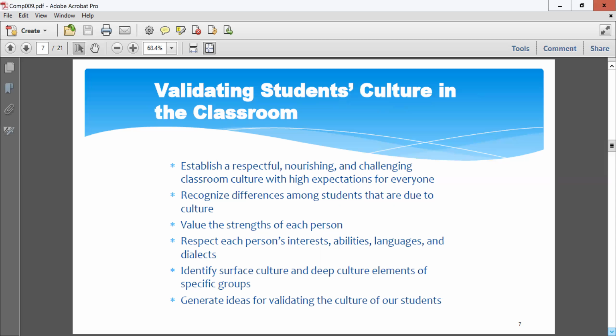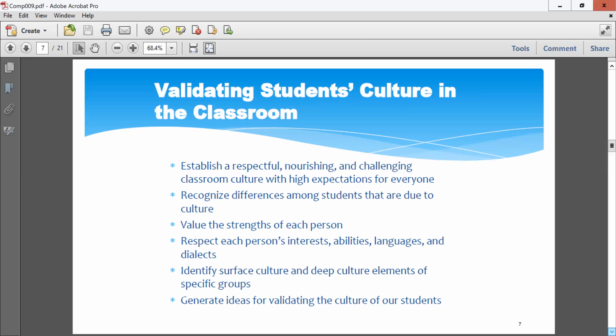Recognizing differences among students that are due to culture. Sometimes there's things that happen in the classroom that are directly related to culture, and just recognizing that and helping students work through that. Valuing the strengths of each person, respecting their interests, abilities, languages, and dialects. And these are a lot of things that we already do with our students, but highly critical with these students because of those differences.